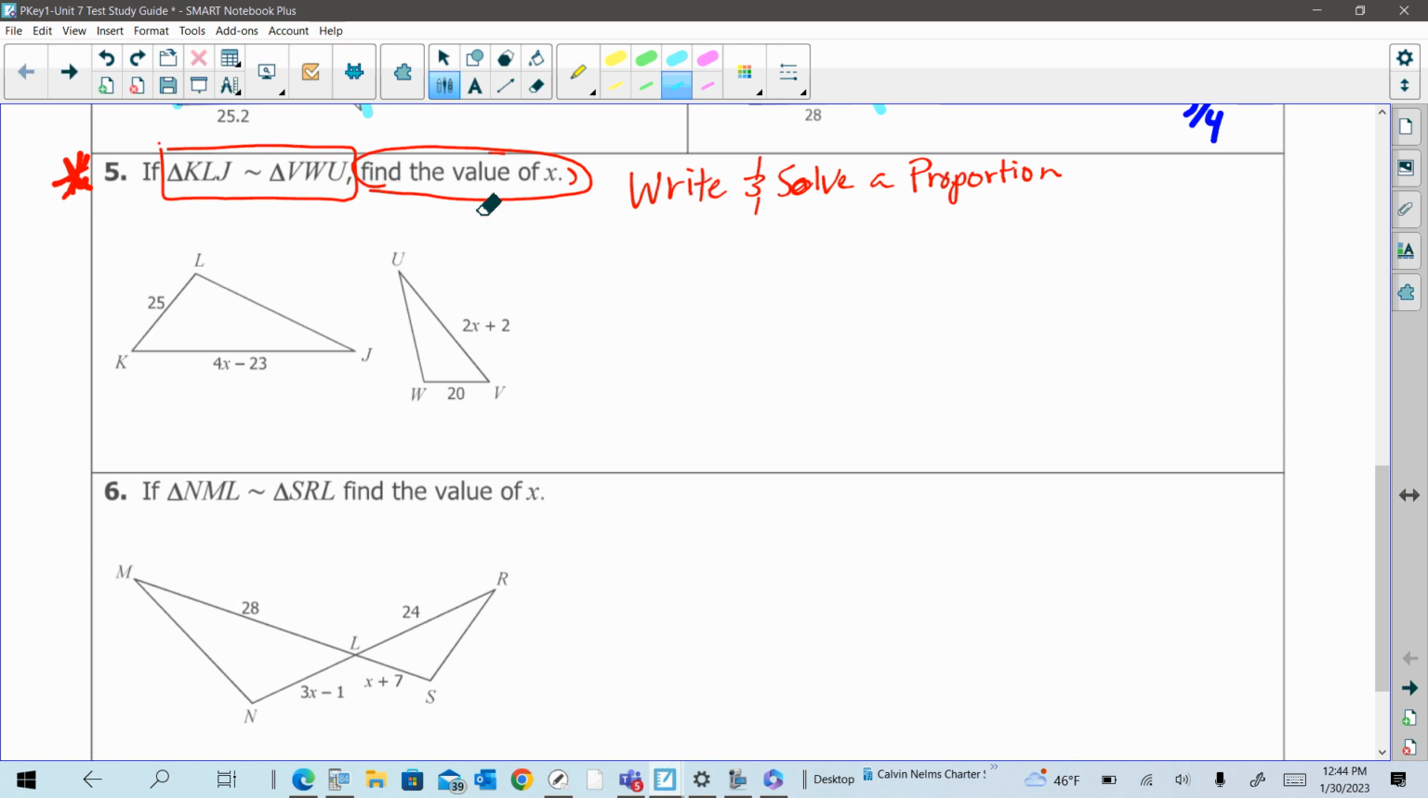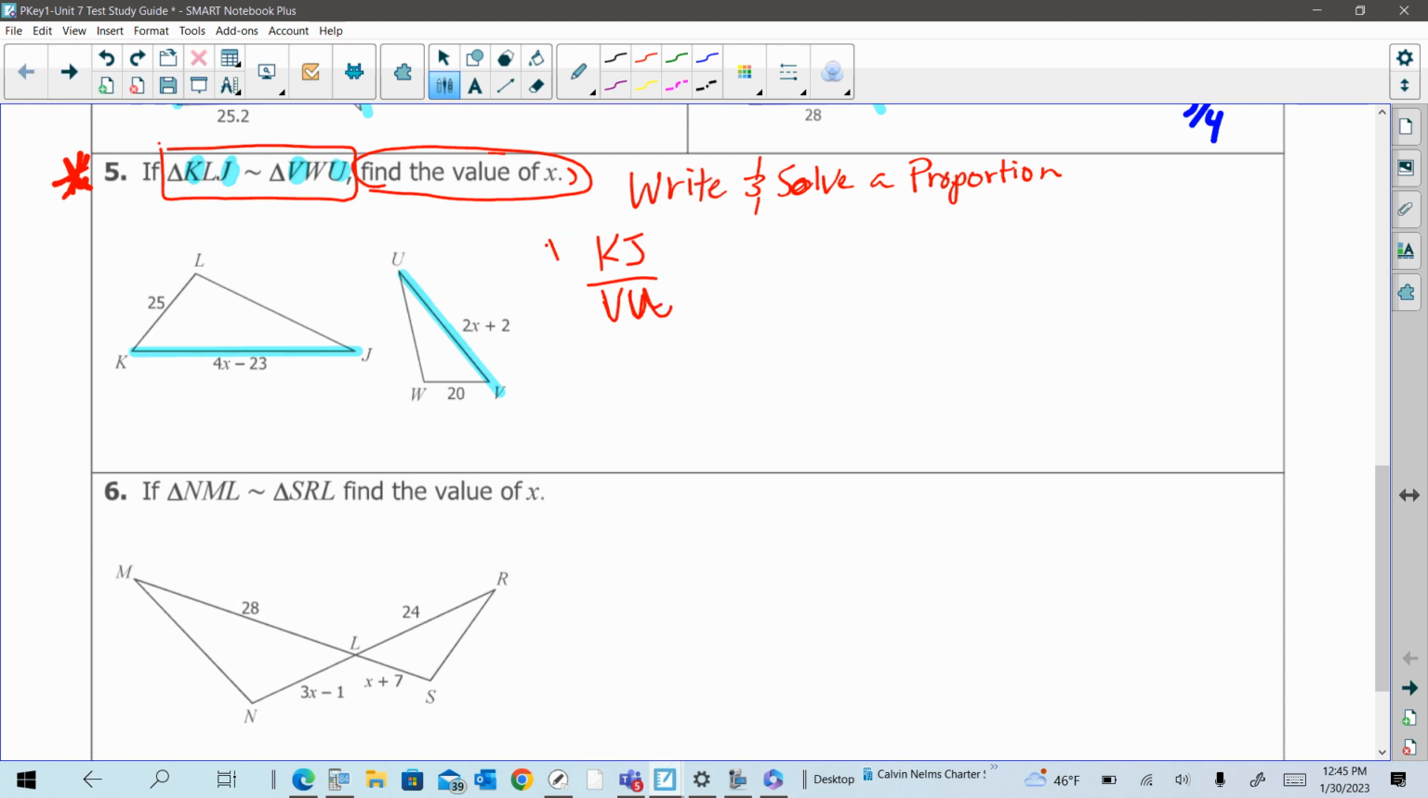Well, there's more than one with x, that's what I'm saying. Do you want to start with KJ or do you want to start with UV? That's what I'm asking. Okay, so if you start with KJ, which is right here, KJ, first and last, it matches up with VU, first and last. So I'm going KJ to VU.